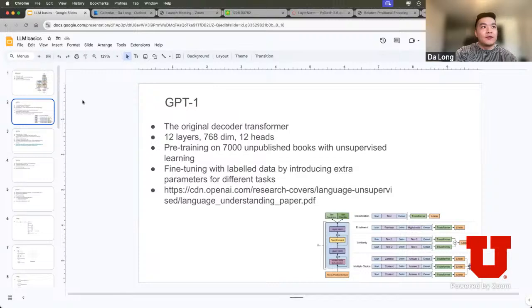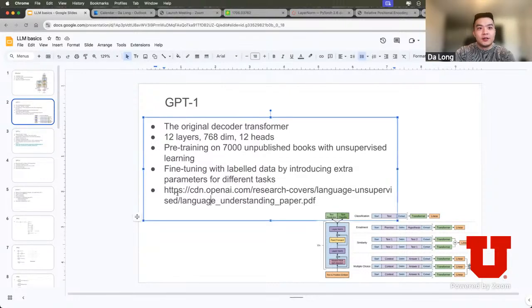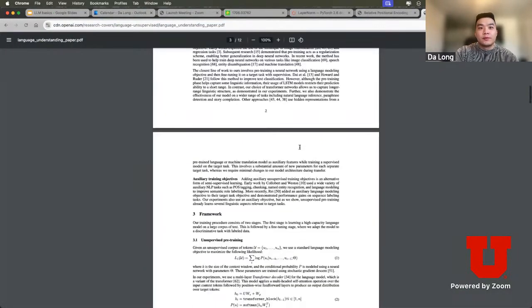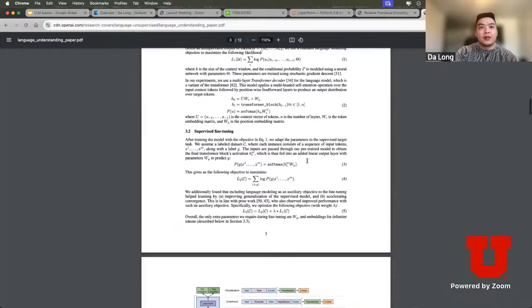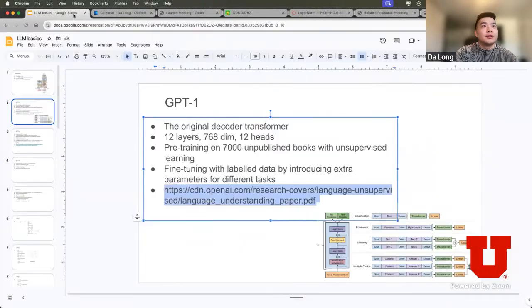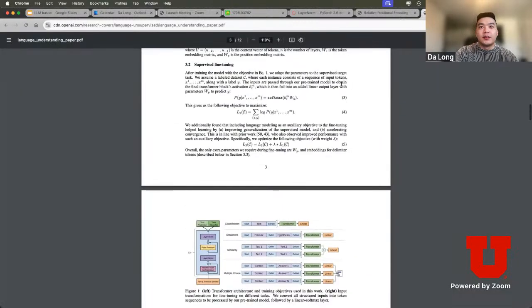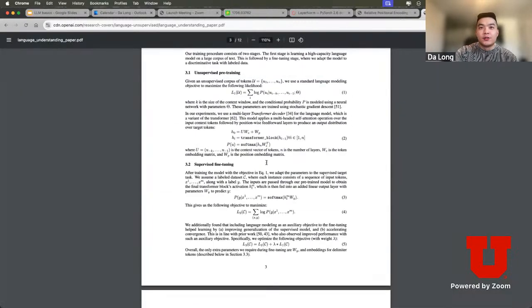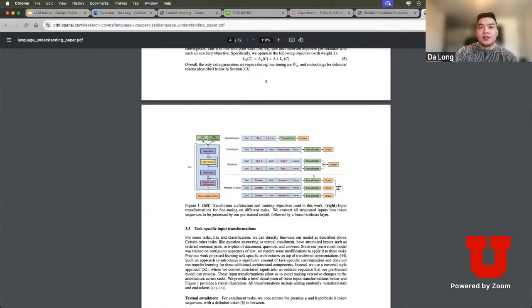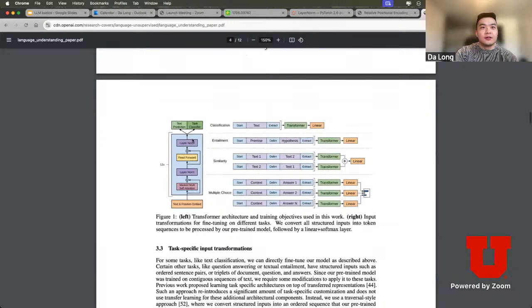And then after the paper, this is the first version of GPT-1. In this paper, let me check. So in the paper, they claim they use a very original transformer decoder. So it means they use the same structure as the attention paper.